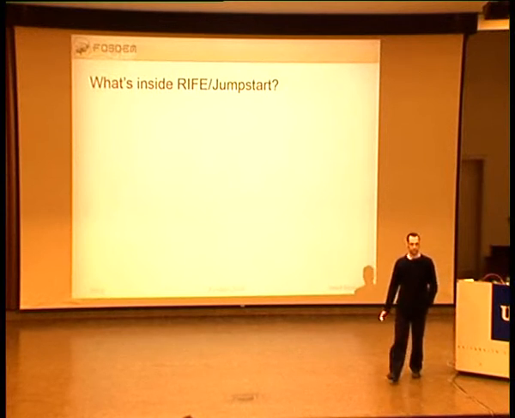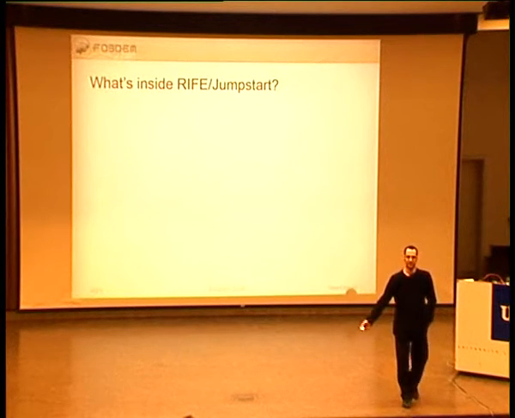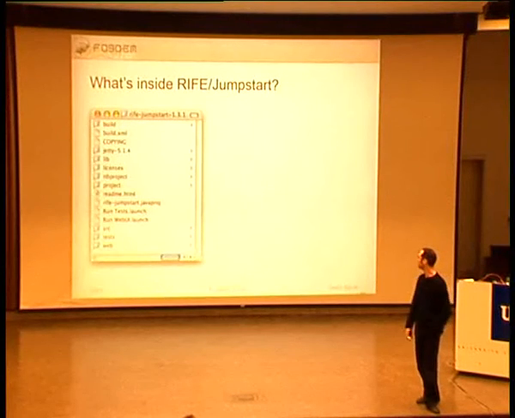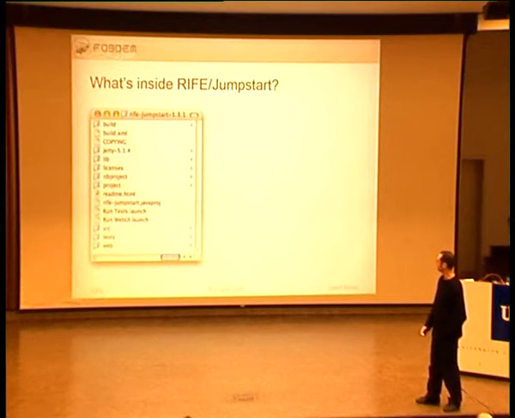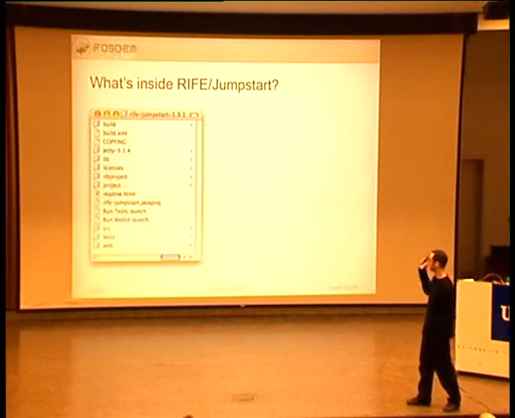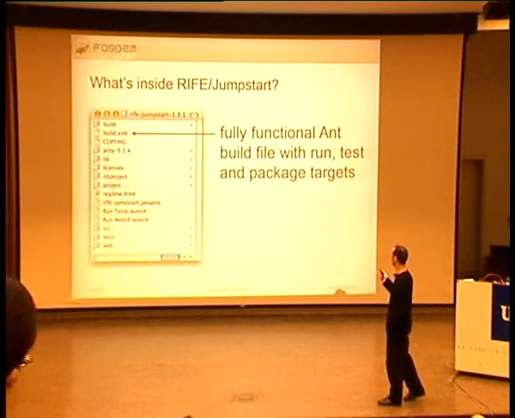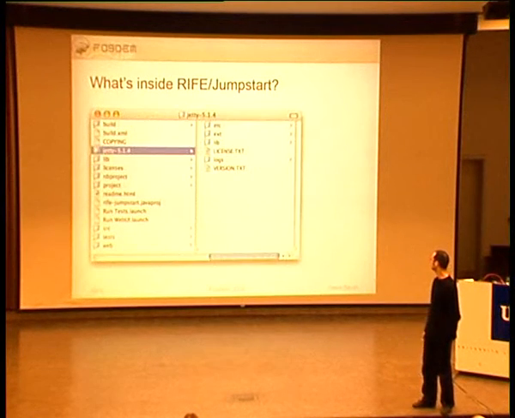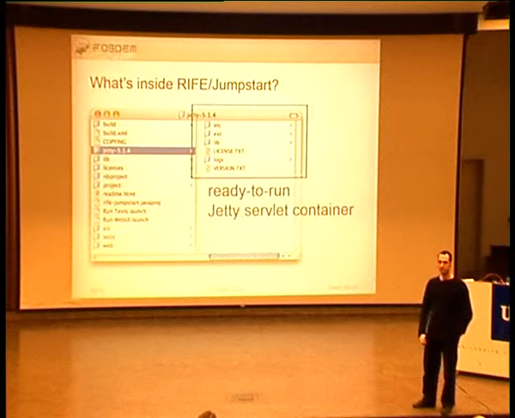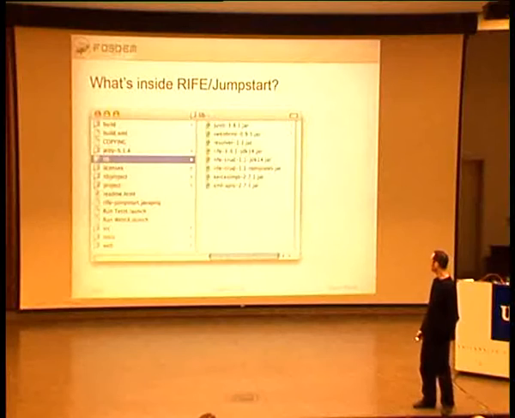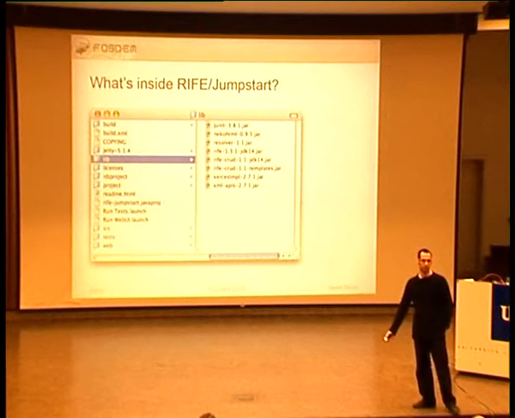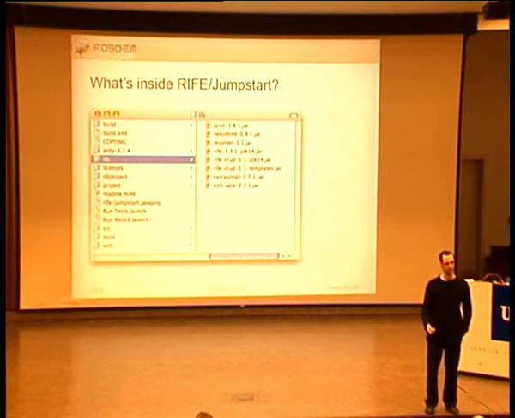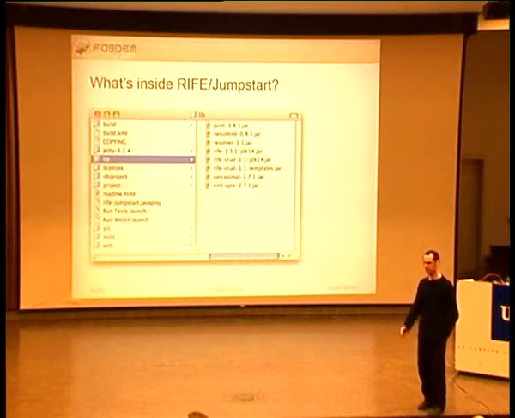Okay, so I said that it contained everything you need. Of course, the question is then again, what is everything? This is the directory structure. So it contains most of the things that you'd expect. It's got an Ant build file that allows you to run tests. It's also got test blueprints, you'll see that. It's got an embedded Jetty container that's there, ready to use, configured for you to work on your local host. A number of additional jars that would be handy if you test your application, like, for example, to run XPath queries on your XHTML and stuff like that.